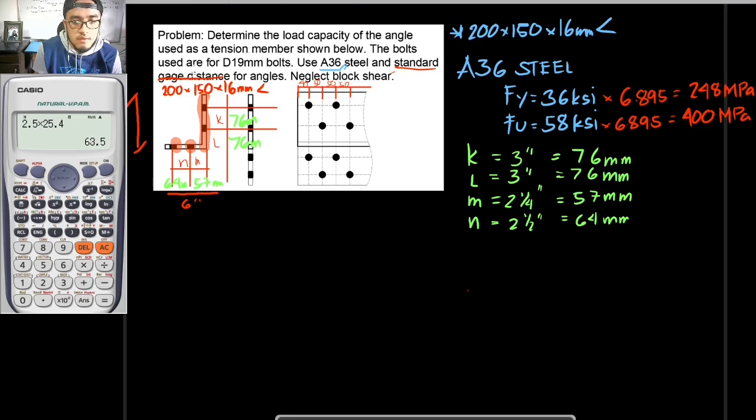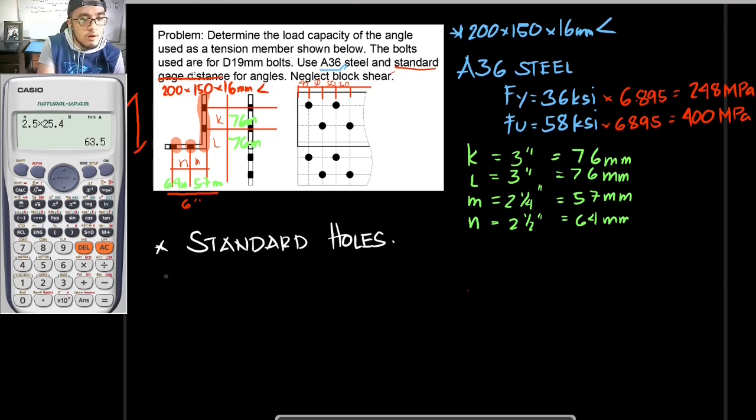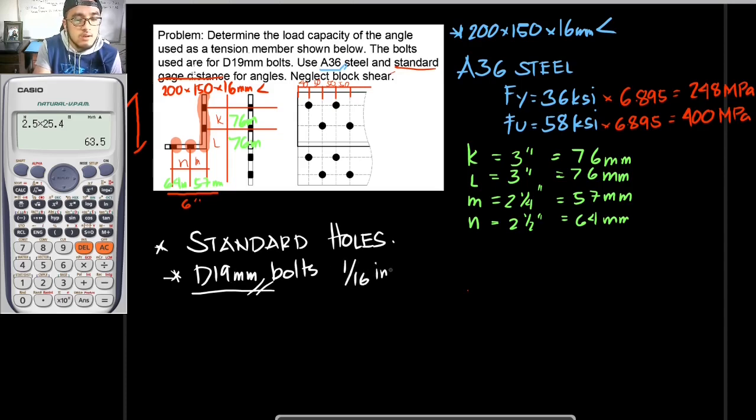Okay, so for our standard holes, this is to be our solution. First, it is said here that the bolts that we are to be using are diameter 19 mm. So diameter 19 mm bolts. Once again, if this is to be your bolt, hindi pwedeng yan din yung butas mo kasi hindi siya magkakasya. So of course, for the nominal hole size, we must add 1.6 millimeters or 1/16 inch to the bolt for it to fit in the hole.